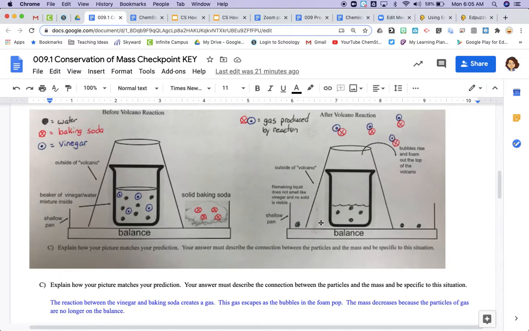My water particles, some ended up in the beaker, thus the observation of the remaining liquid, and some of them came out of the beaker and ended up in the pan when it bubbled over. I think that pretty well explains how my picture matches my prediction. Your picture may have looked slightly different than that, but needs to capture the key ideas from up above.